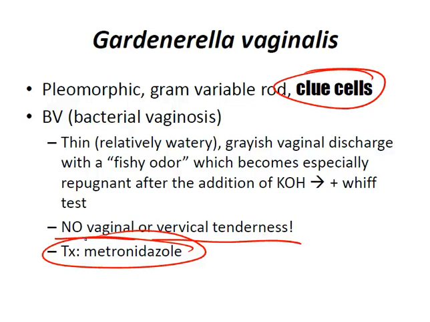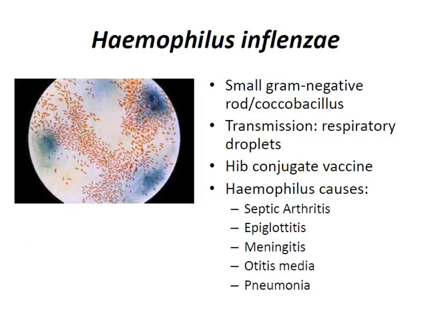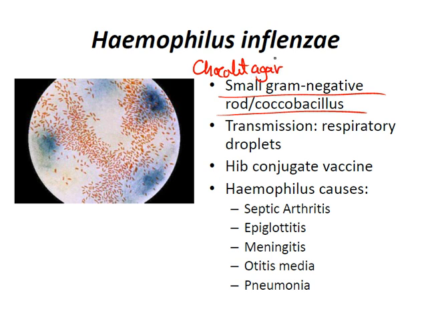So what about Haemophilus influenzae? Well, Haemophilus influenzae is a small gram-negative rod. Its transmission is through respiratory droplets. It's a fastidious organism. It grows on chocolate agar, which is heat-inactivated blood supplemented with factors X, which is hematin, and V, which is NAD, which are required for growth. You need heme and you need NAD for energy.